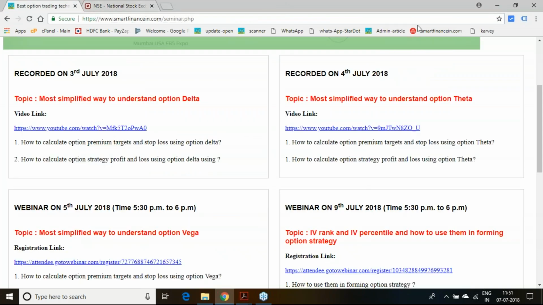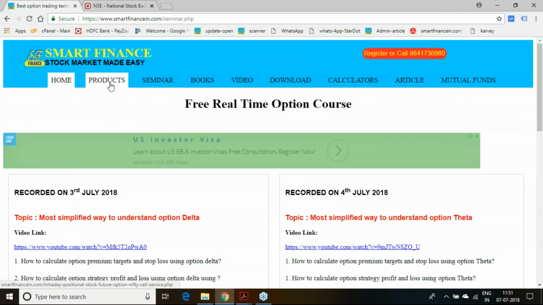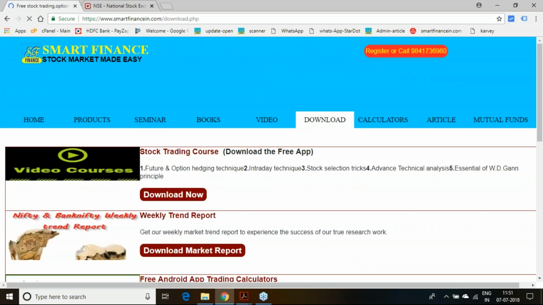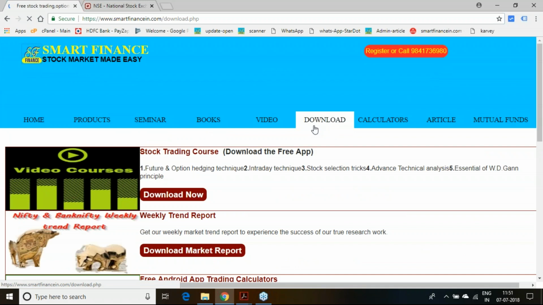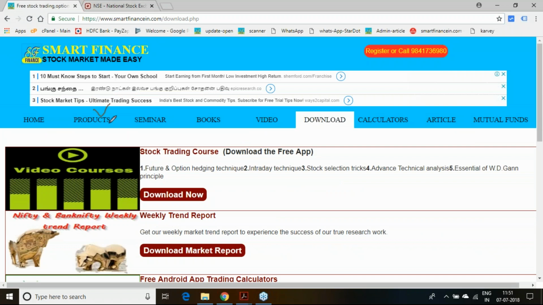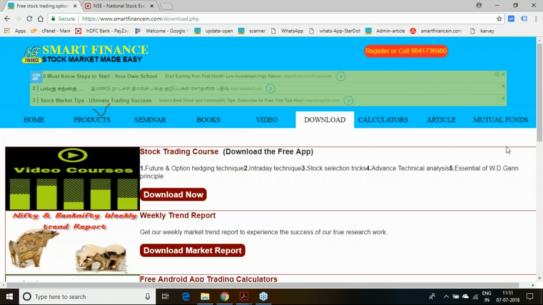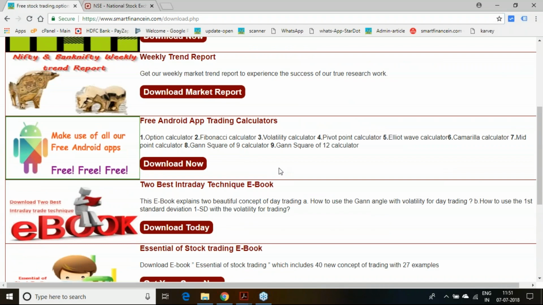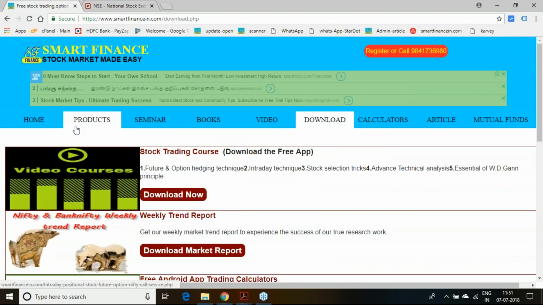As in the earlier weeks, I am going to release the trend report for the coming week. It is for the Nifty and Bank Nifty futures. You will get the report in the download link. If you visit the download link of our website, you can download the market report from there. Most weeks we release it post market hours on Friday, and sometimes on Saturdays also. Today being Saturday, I am releasing it now.